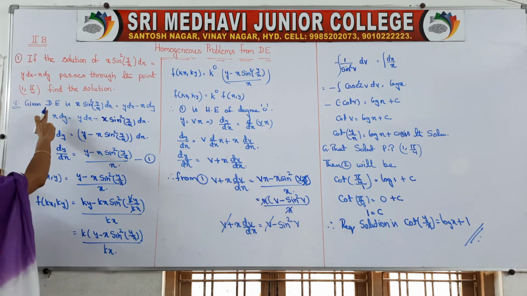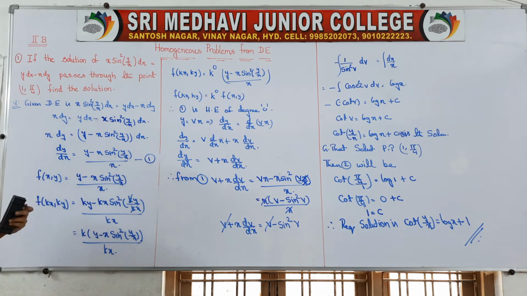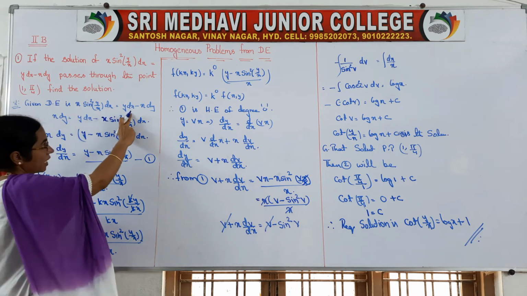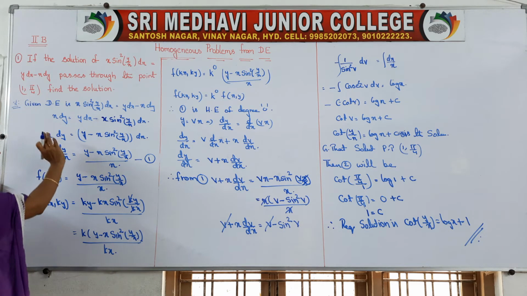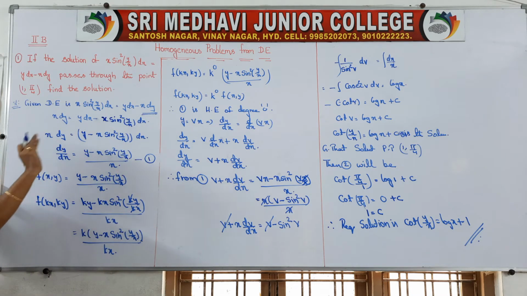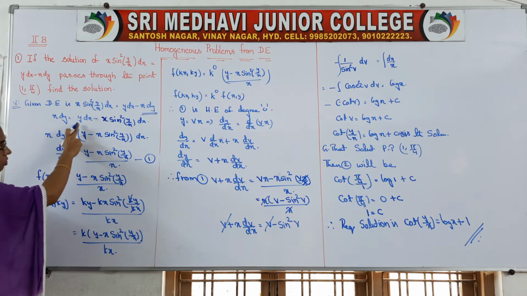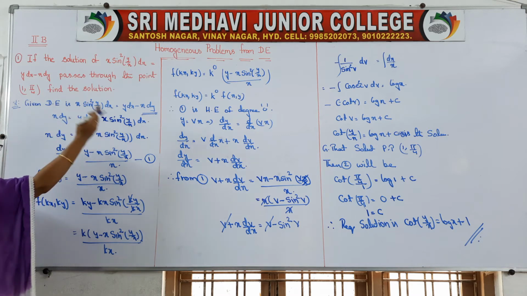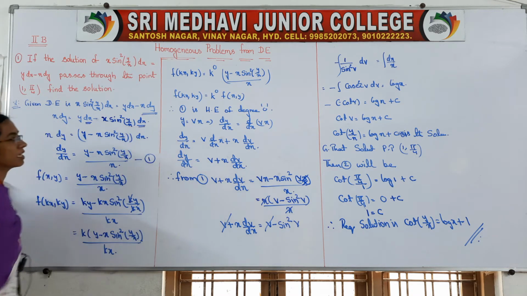So first, the given differential equation is x sin²(y/x) dx = y dx − x dy. If you observe, we have the dy term in a negative sign form. So make that positive, bring it to this side: x dy = y dx, and sending this term to that side. Here dx is there, here dx is there.